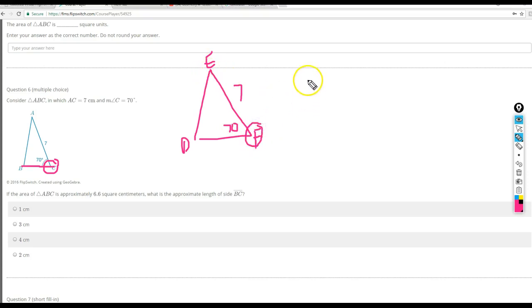So then in the area formula, we would have area is equal to 1/2 an adjacent side length, which would be the distance of DF, since I don't know it, times the distance of its other adjacent side. So that would be 7 times the sine of our included angle, 70 degrees. So just because the labels are different, we can still use our area formula.